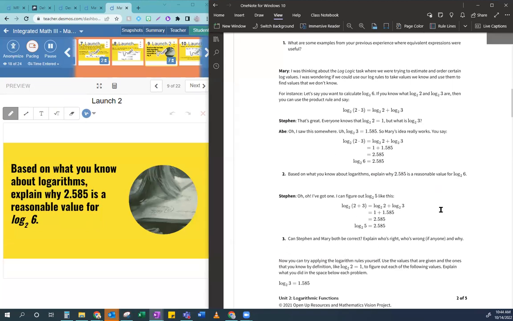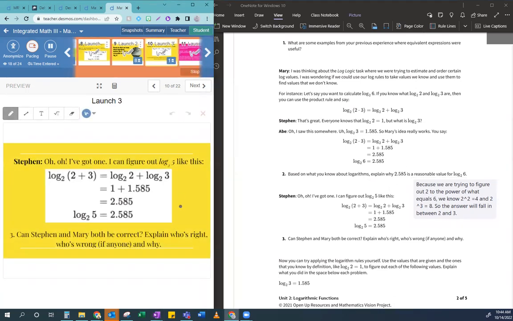Right here. So this is what one of your classmates says. He says, because we were trying to figure out 2 to the power of what equals 6, we know 2 squared is 4 and 2 cubed is 8. So the answer will fall somewhere between 2 and 3. This kind of reasoning got this person a really high grade on the test, because he showed me exactly why he thought his answer fell between those two numbers. If you're able to explain it like this, it'll make sense. Most of you did really well on that quiz.